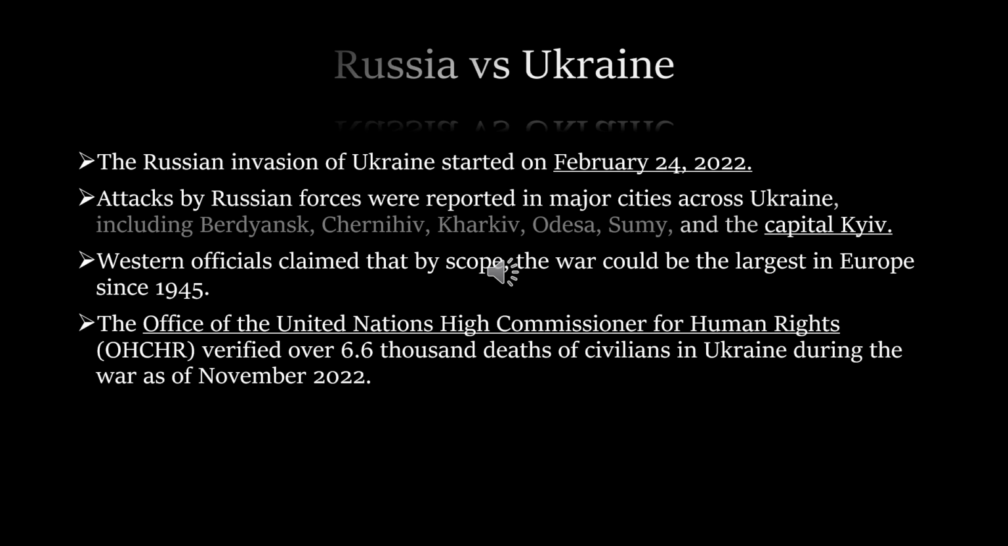The Russian invasion of Ukraine started on February 24, 2022. Attacks by Russian forces were reported in major cities across Ukraine, including the capital. Western officials claim that by its scope, the war could be the largest in Europe since 1945. Finally, the Office of the United Nations High Commissioner for Human Rights verified that over 6.6 thousand deaths of civilians in Ukraine have taken place during the war, as of November 2022.